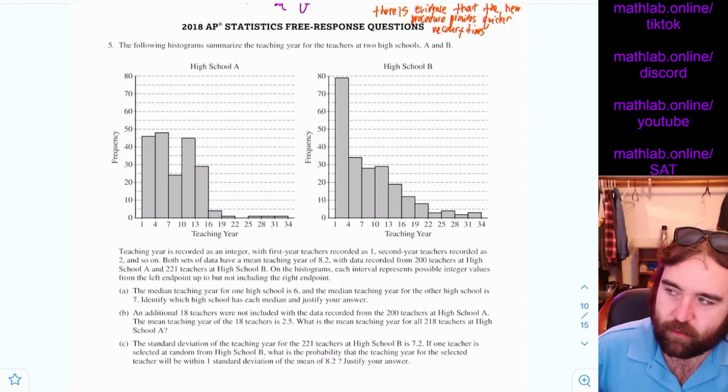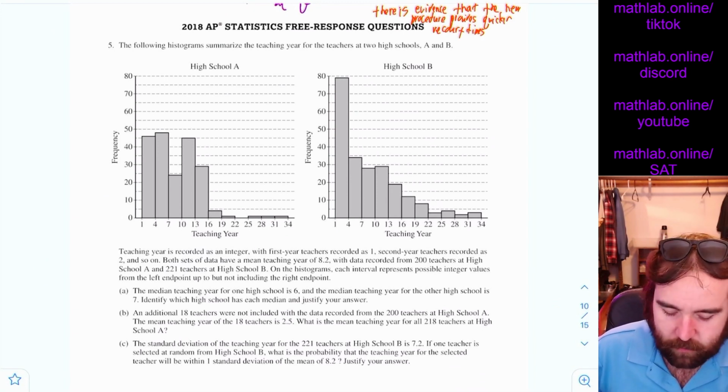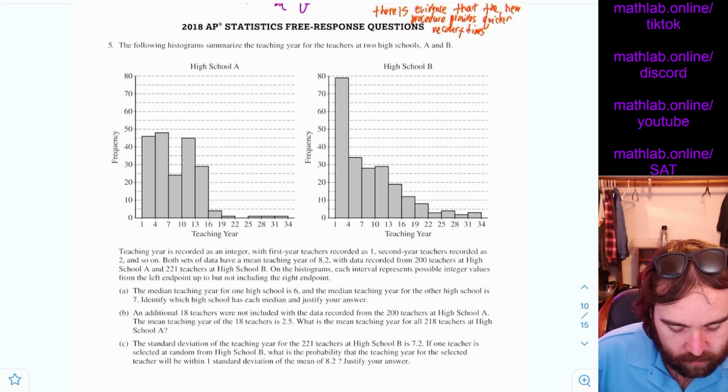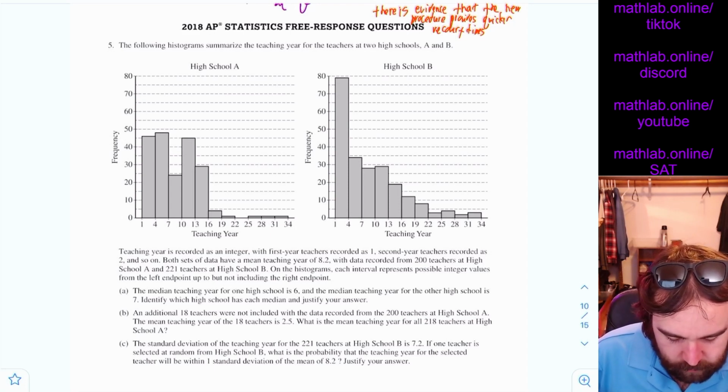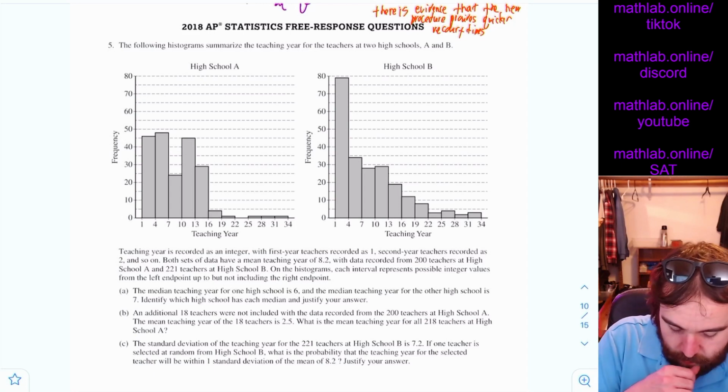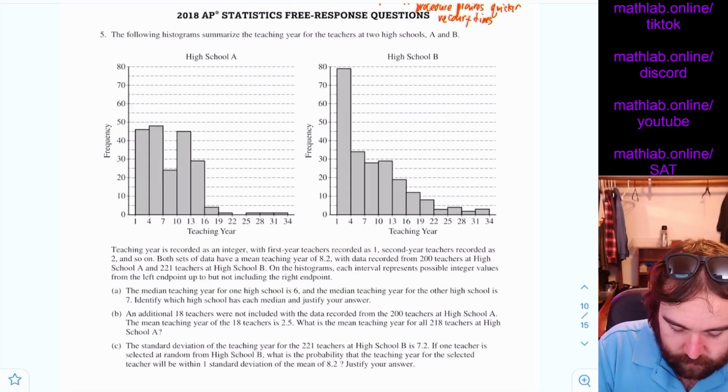Alright, we're going on to number 5. The following histograms summarize the teaching year for the teachers at 2 high schools, A and B. Teaching year is recorded as an integer. The first year teacher is recorded as 1, second as 2, and so on. Both data sets have a mean of 8.2, with data recorded from 200 teachers and 221. The median teaching year for one high school is 6. The median teaching year for the other high school is 7. Identify which one has which median and justify your answer.